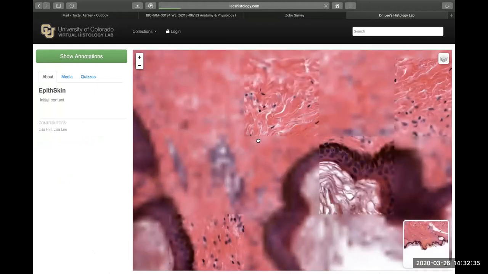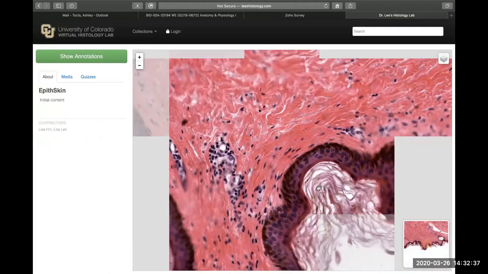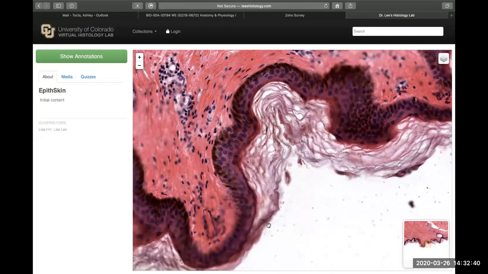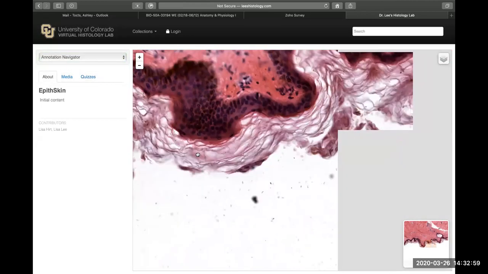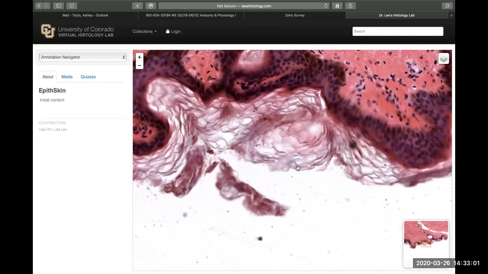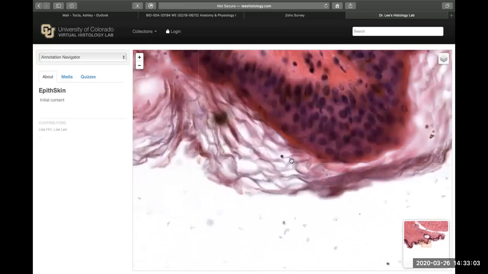I'm going to zoom way in to this. This is the apical layer of this epithelial tissue. It also is the most superficial layer of your entire body, right? So this is your skin. Let's see. Okay, so we're just looking at the epithelium here. That's fine. Oh, this is all kind of dead here.